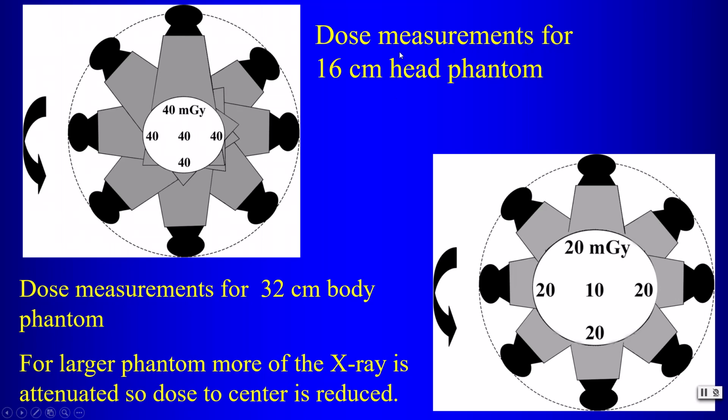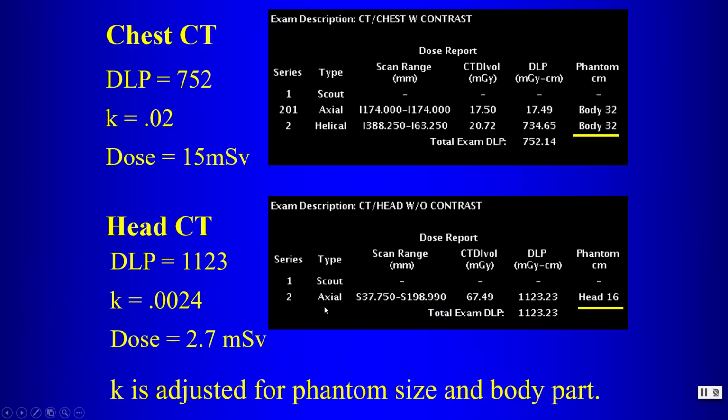So when we take these dose measurements, comparing them for the 16 centimeter head phantom versus the larger body phantom, you will see that the doses within the head phantom are going to be much higher than the doses for the body phantom, just because for the larger phantom, more of the X-rays are attenuated, so the dose to the center is going to be reduced. So therefore, when we look at our DLP for the chest CT and compare that with the DLP for the head CT, the DLP for the head CT will be much higher.